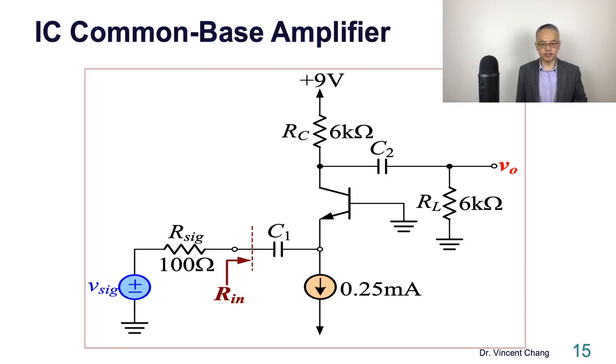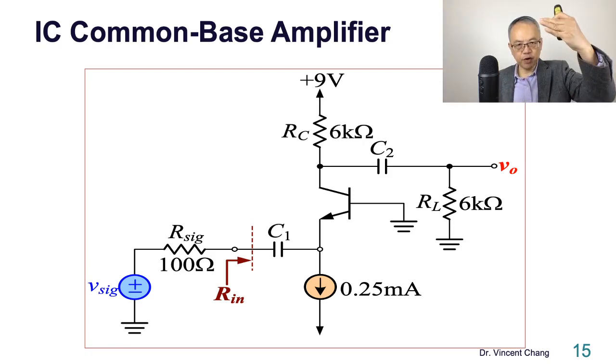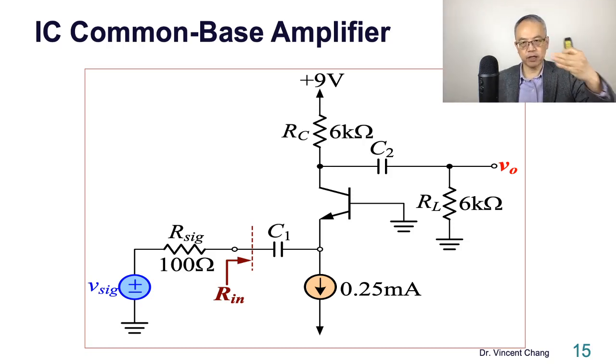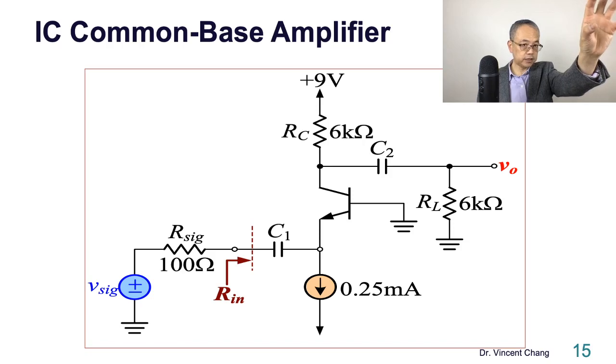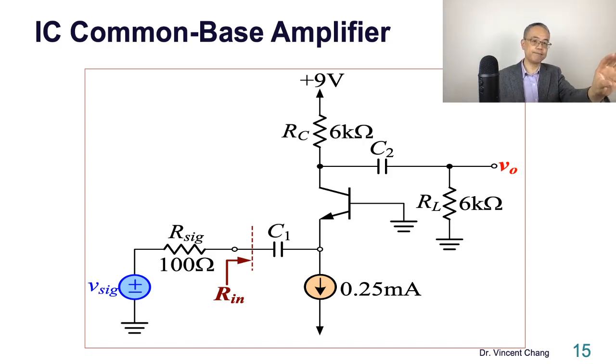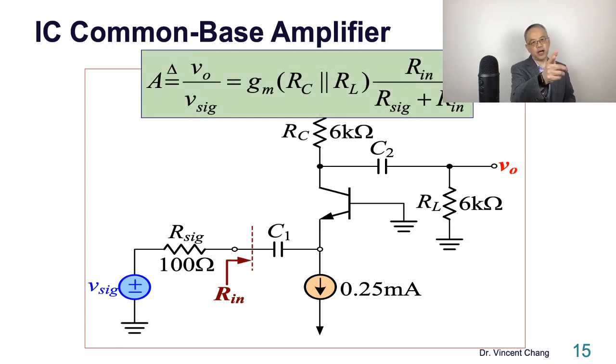Input resistance. What is the input resistance? 100 ohm, right? The re. Thermal voltage 25 millivolt divided by 0.25 milliamp, 100 ohm. So the first factor, gm, parallel 3 kilohm. The transconductance is 10, bias current divided by thermal voltage, 10 milliamp per volt. So 10 times 3, and the divider: input resistance 100 ohm over RS plus Rin, 200 ohm. Half. So 10 times 3 times 0.5. The answer is 15.